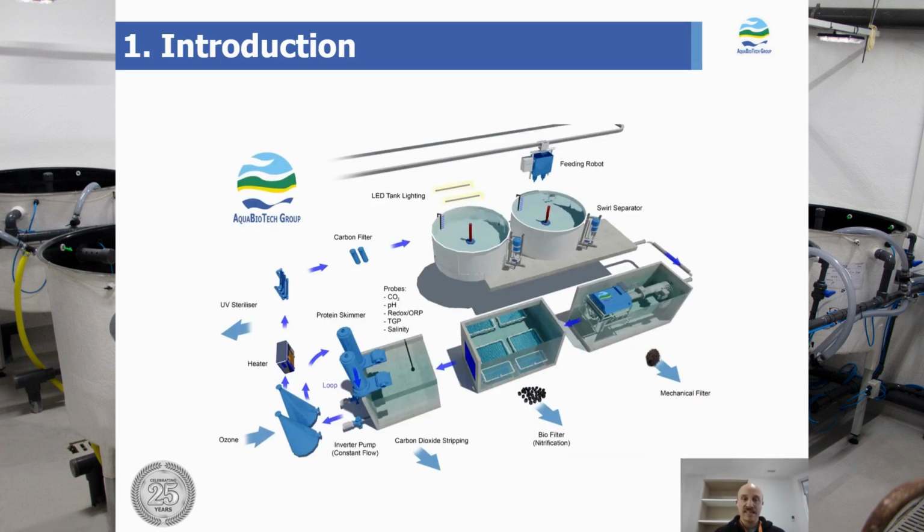So what exactly is a RAS system? RAS is the acronym of recirculating aquaculture systems. And as the name suggests, it means that the water from the fish tanks, for example, is recirculating through a filtration system and back into these fish tanks. So it is a closed system.